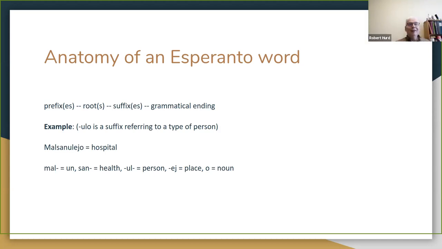Malsana. Healthy, not healthy. Unhealthy or sick? Sick. So then what would be a malsanulo? Just a person who's sick. A person who is sick. And then adding ej makes it a place. So it's a place for people who are sick, or AKA a hospital. And that's just an example of how we can make words in this way. It's probably the most classic example of this.